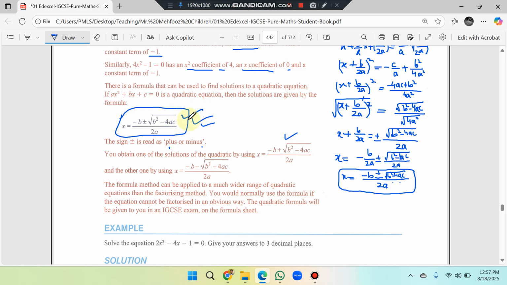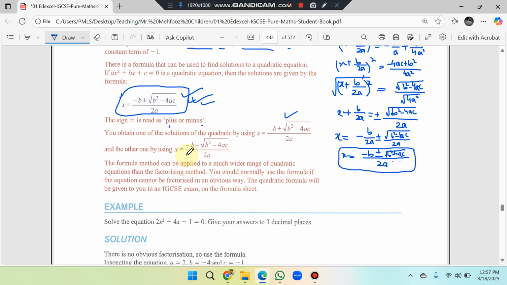So this is not a single solution. These are two solutions of the quadratic equation. As we have seen, the quadratic equation has two solutions due to its square, right?